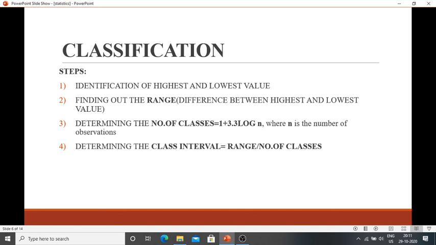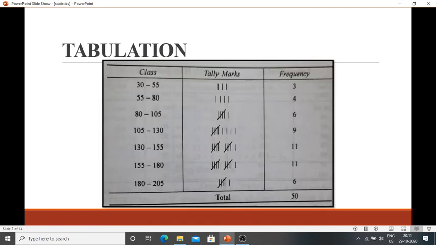Fourthly, we need to determine the class interval. For that we need to divide the calculated range by the number of classes. So after performing these 4 steps, our classification is complete. Next we need to tabulate the data. We need to put the given data into the number of classes which we have selected for classifying the data. After classifying the data into different classes, we will get what is known as the frequency. So by this we can convert a simple series data into a group frequency data.